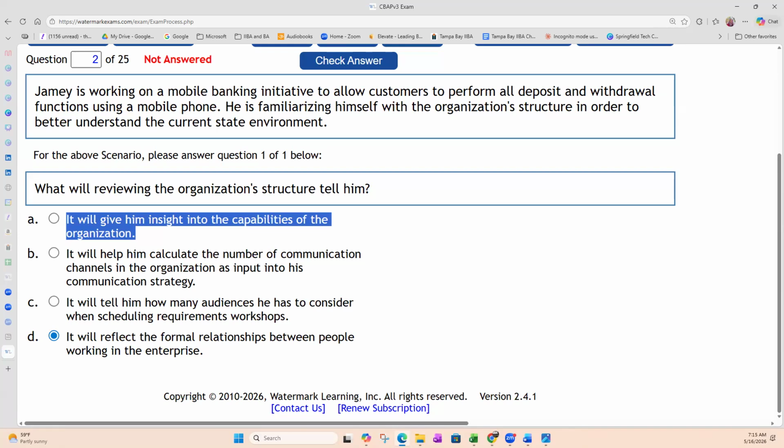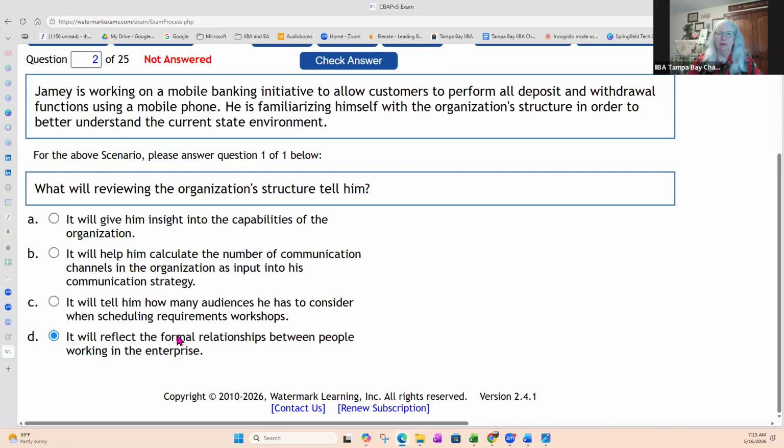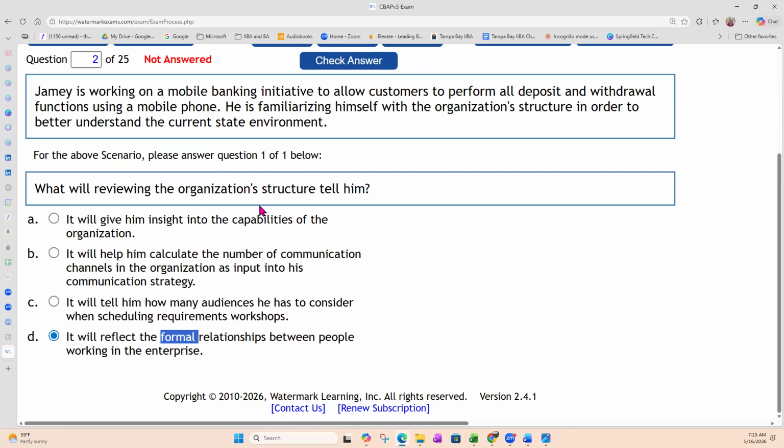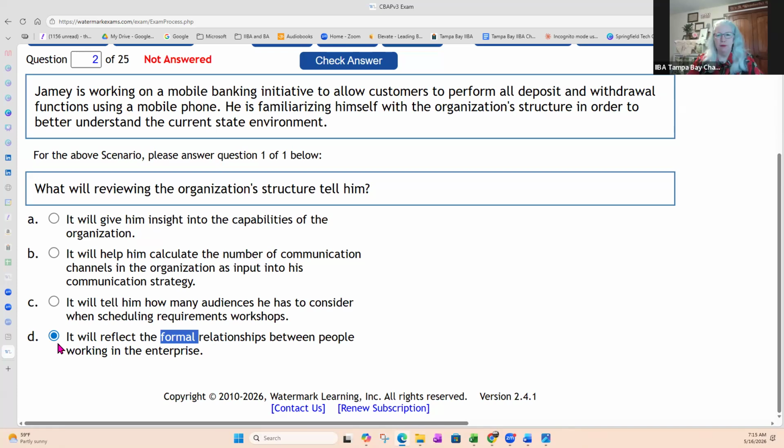The relationships, I think, it's only the formal relationships. Mm-hmm. Is that what the org structure tells us? Responsibilities. So do you feel like D is the right answer? Yes. Okay, let's test it.